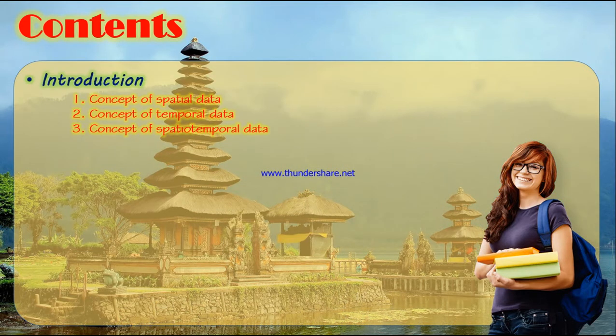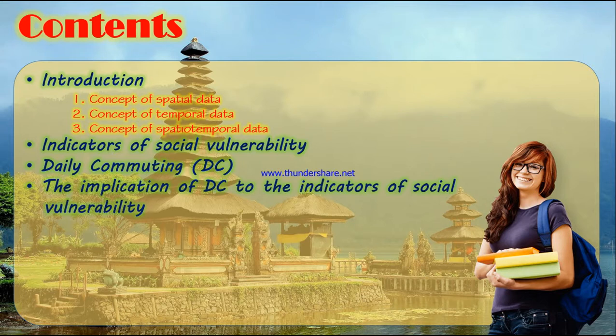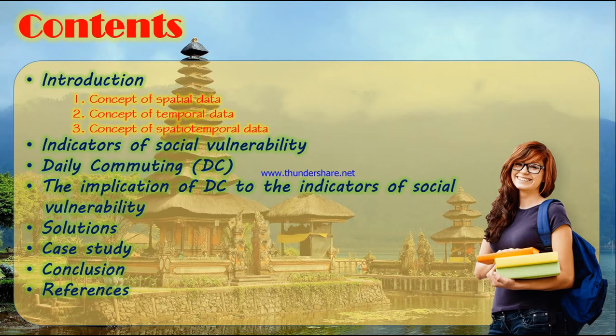The first part is about introduction, concept of spatial data, concept of temporal data, and also concept of spatiotemporal data. And then indicator of social vulnerability, daily commuting, the implication of daily commuting to the indicator of social vulnerability, solution for this problem, case study, conclusion, and the last, the reference for this study.